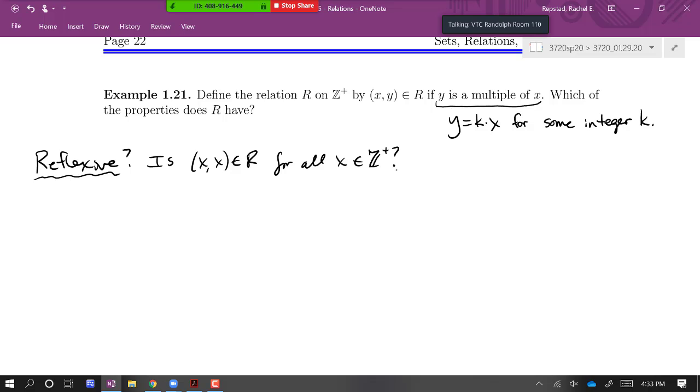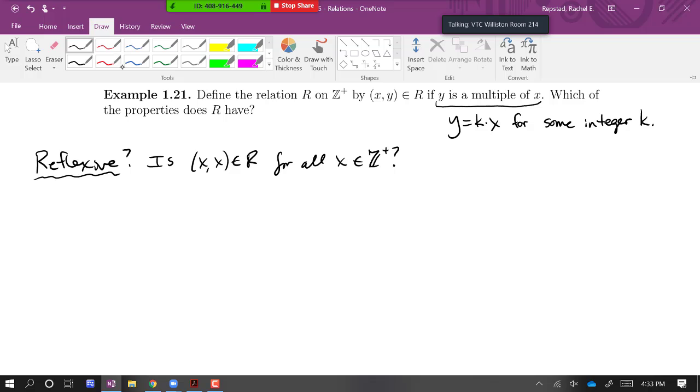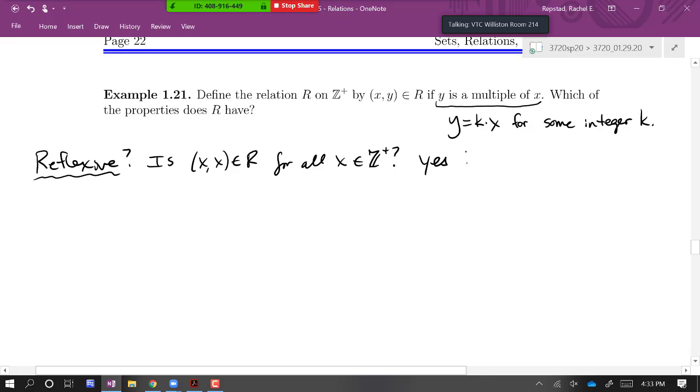Yeah, k is 1, because yes. If k is 1, then yeah. Oh yeah, right. Okay. So if we think about it, certainly every integer is a multiple of itself. It's 1 times itself. So this will get a yes. Does that make sense? Like 5 is a multiple of 5, right? It's 1 times 5.